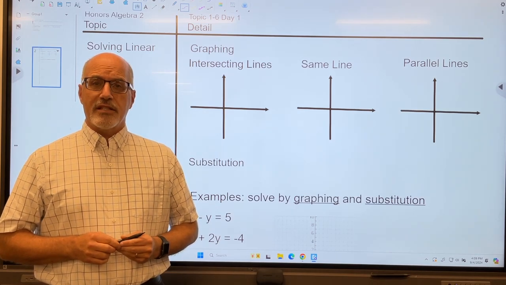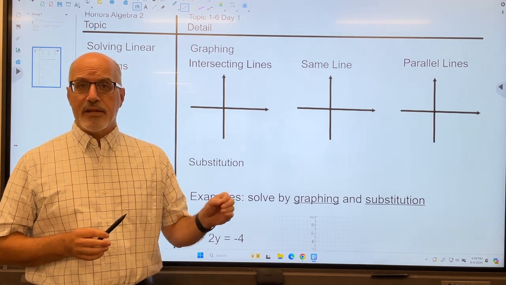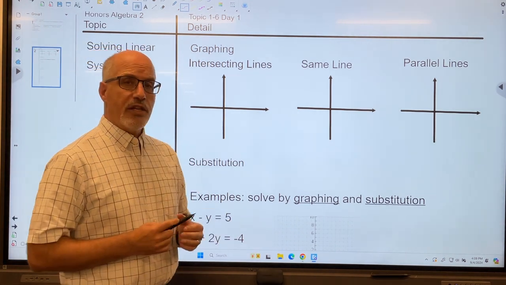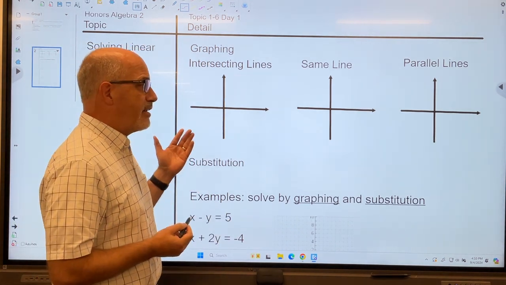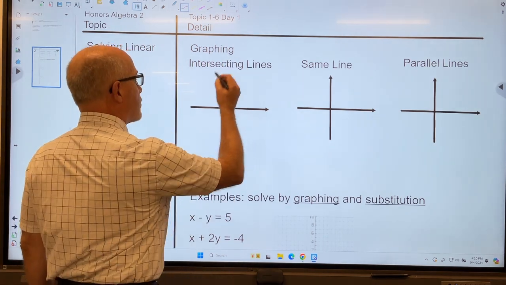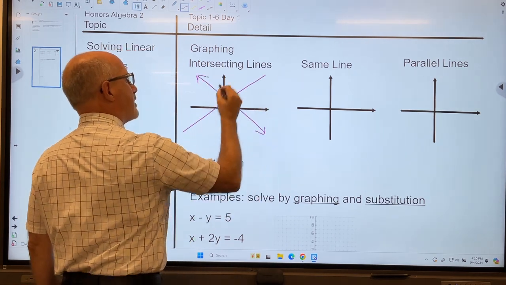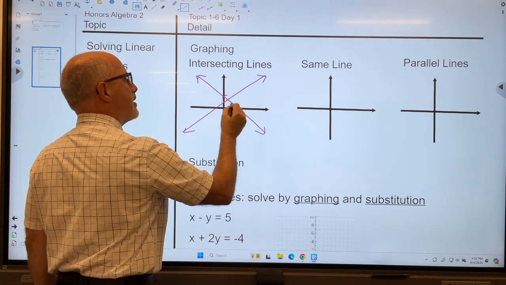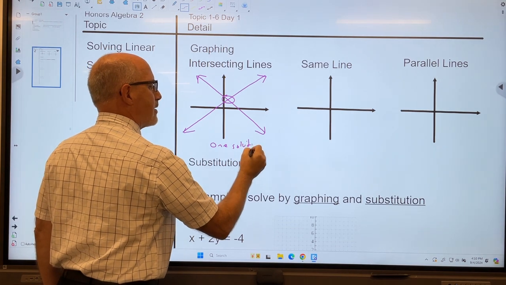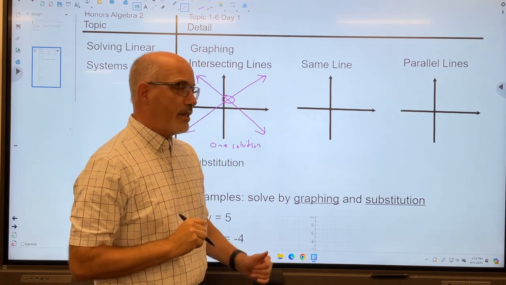The objective of this lesson is to solve linear systems of equations using graphing and substitution, and to compare the two of them. So first of all, we want to look at what a linear system might look like in the different ways that they show up on the graph. If you graph two lines, they could just intersect in a single point, so that would be one solution. The ordered pair of that point would be the solution.